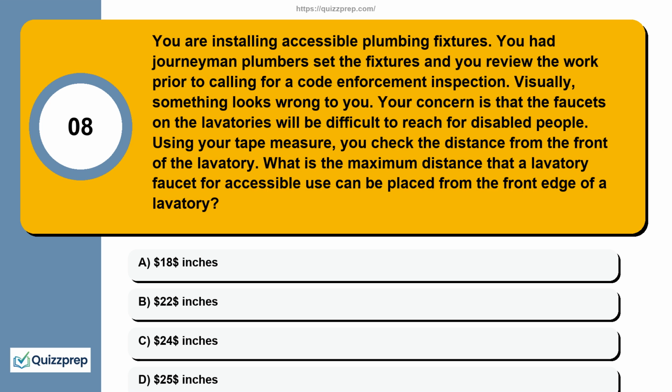Question 8. You are installing accessible plumbing fixtures. You had journeyman plumbers set the fixtures and you review the work prior to calling for a code enforcement inspection. Visually, something looks wrong to you. Your concern is that the faucets on the lavatories will be difficult to reach for disabled people. Using your tape measure, you check the distance from the front of the lavatory.